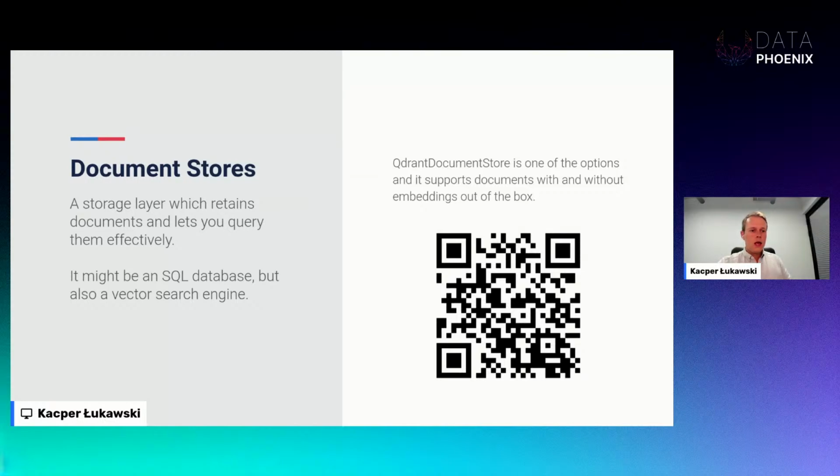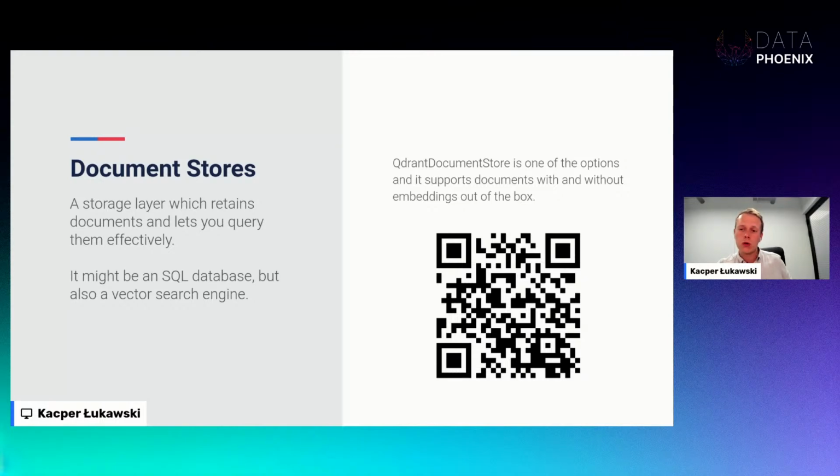So this is cool. And Haystack has a concept of document store, and a document store is just a storage layer that keeps your data somewhere else, so you don't keep everything in memory. That allows you to use bigger data sets than just while using in-memory storage. And it might be an SQL database, it might be a vector search engine like Qdrant, but actually that has to be a sort of tool that allows you to select some relevant documents based on some criteria. And Qdrant document store is one of the options.